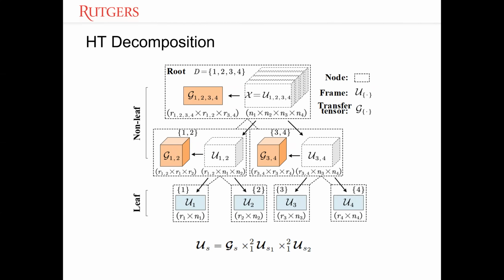Here is an illustration of HT decomposition with D equals 4. All the dashed lines and boxes describe a binary tree with root D equals {1, 2, 3}. Here X is decomposed to a set of orange-colored transfer tensors and blue-colored leaf frames, which are the only tensors that need to be stored.